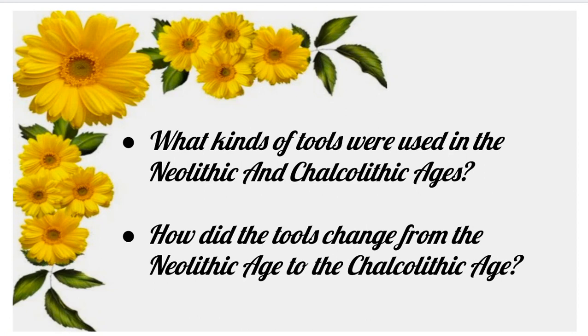If we talk about the differences, in the Neolithic age, there were polished stone tools, sickles, arrowheads, pottery at the initial stage, and small huts. And in the Chalcolithic age, tools and ornaments made of copper, and painted pottery were also available, and small huts were converted into mud houses.